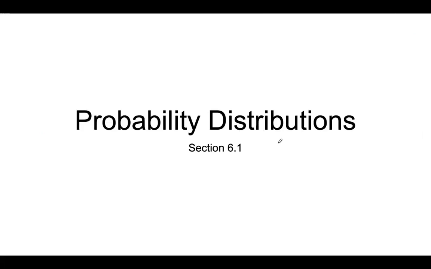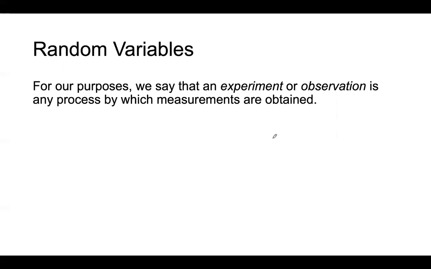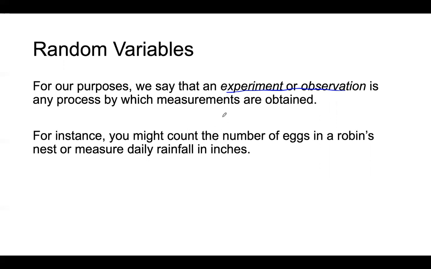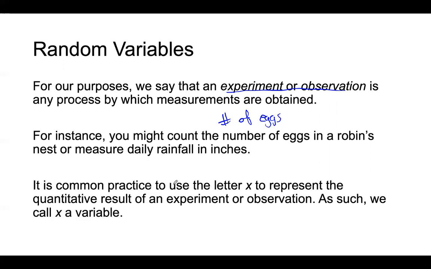Probability distribution, section 6.1. So for our purposes, we say that an experiment or an observation is any process by which measurements are obtained. So for instance, you might want to count the number of eggs in a robin's nest or measure daily rainfall in inches. It's common practice to use this letter X to represent a quantitative result, basically an outcome, of an experiment or observation. As such, we call this X a variable.